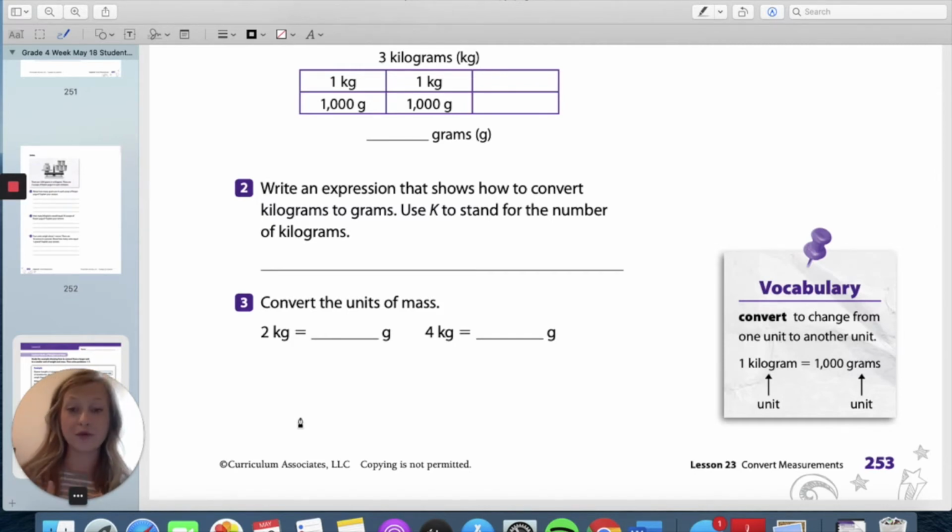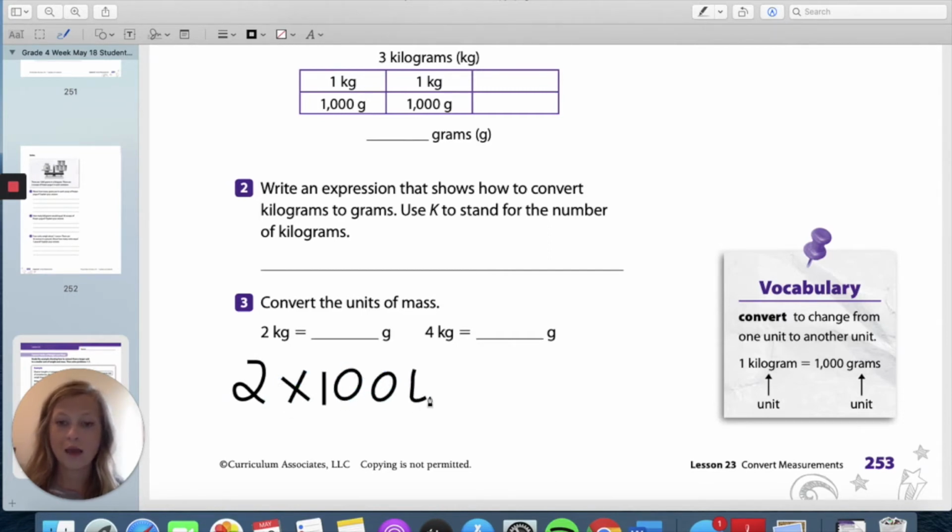On number 3, it wants us to convert 2 kilograms to grams and 4 kilograms to grams. What I love right here in vocabulary is it says convert, to change from one unit to another. So we're changing from kilograms to grams. And I see that 1 kilogram is equal to 1,000 grams. So if I am going to convert 2 kilograms to grams, I'm going to need to multiply 2 times 1,000. And I want you to go ahead and pause and do that, and then let me know what you get.